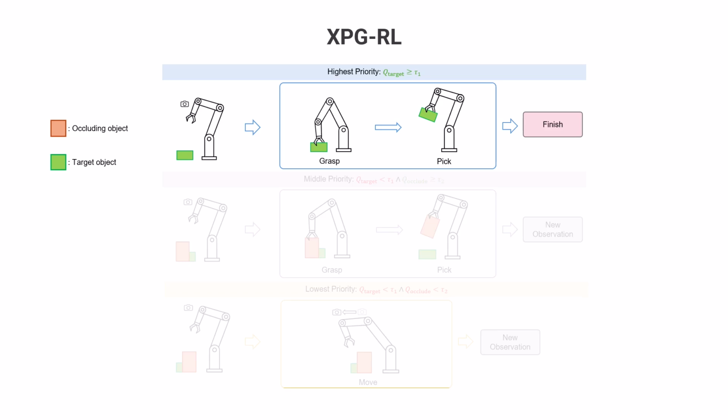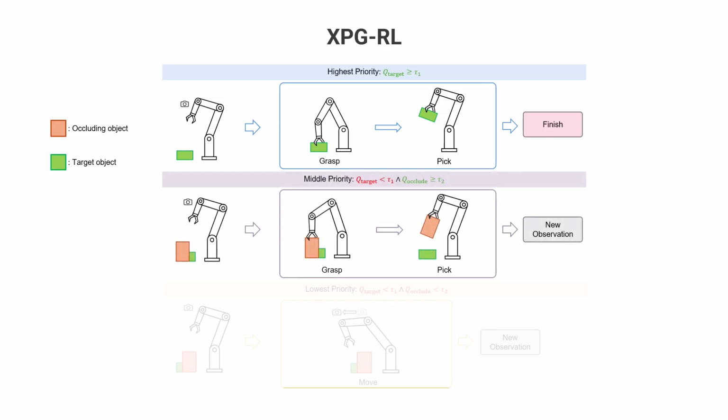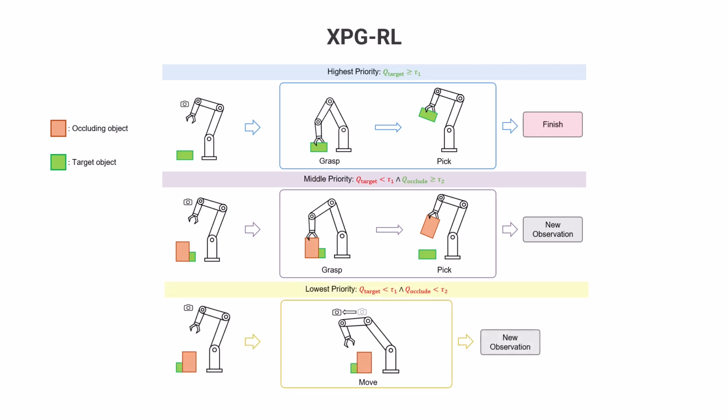If the target grasp Q value is below tau1, but the occlusion removal Q value exceeds a second threshold tau2, the agent removes the occluding object and updates its observation. If neither Q value exceeds its respective threshold, the agent adjusts its viewpoint to improve scene understanding. This fallback behavior helps reduce risk under uncertainty. This interpretable switching strategy allows the agent to act efficiently and robustly in cluttered environments. We now demonstrate how XPG-RL behaves in a real-world task using these three action modes.